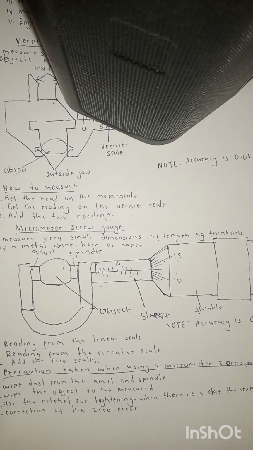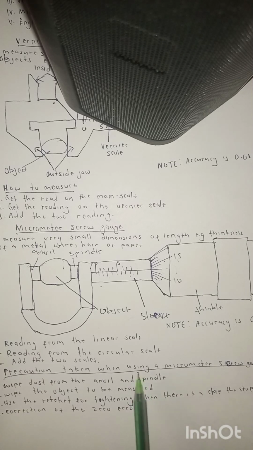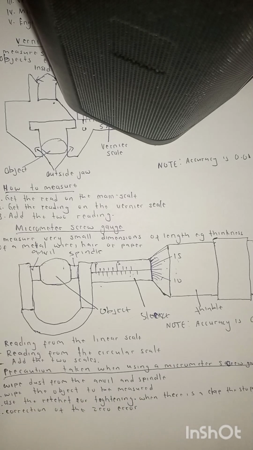Now, you should know the precautions that are taken before using a micrometer screw gauge, as this question is usually asked in the exam. The precautions are just 4. You can memorize 2, you can memorize all of them depending on how sharp you are, but you should know them. The first one is that you should wipe the dust from the anvil and the spindle. This is because those dust particles can be measured together. This is why this is usually advised. Then, you should wipe the object to be measured, of any material or waste that could be attached to it.